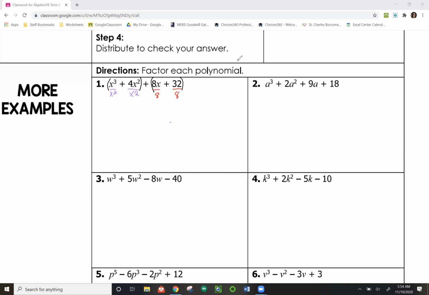And so the main idea here is that after you pull these common factors out, whatever's left inside your parentheses, you want them to be the same. Like in our example above, we had x plus 7. Those were the same. So I have x squared, and what's left inside of there? Well, x cubed divided by x squared is x. 4x squared divided by x squared is 4. Plus, let's pull out that 8. And now 8x divided by 8 is x, plus 32 divided by 8 is 4.